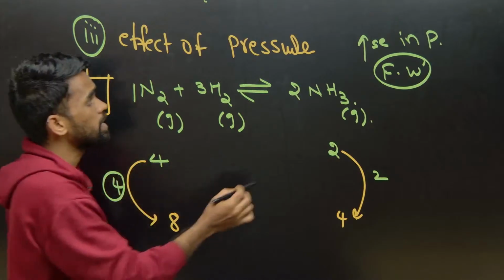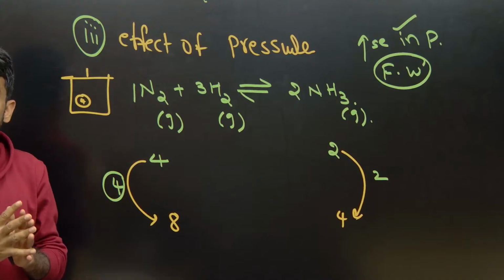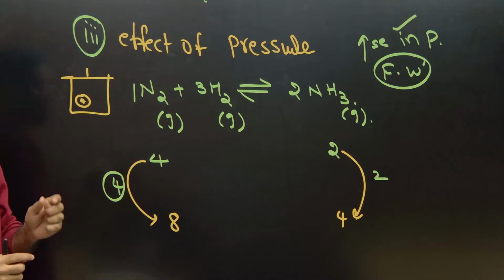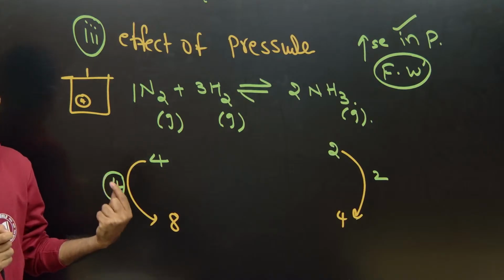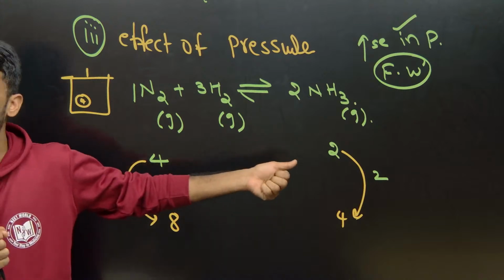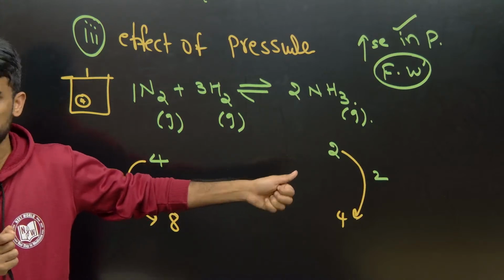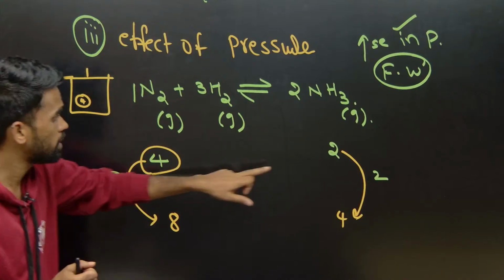That's why an increase in pressure favors which direction? Forward. How do you know this? Wherever you have more gaseous moles, the effect on that side will be more, therefore the equilibrium shifts in the opposite direction. The number of moles here is 4, and here it is 2.